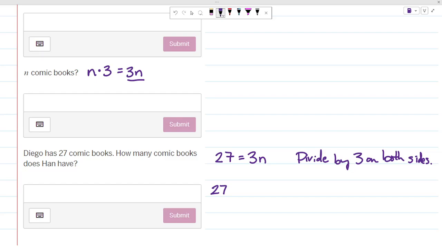So if we have 27 divided by 3, that would tell us what n is. So what is 27 divided by 3? That's 9. You might have known this right away. As soon as we wrote 27 equals 3n, you might have said, oh, I know it's 9. And that works too. We're just getting used to writing what these solutions look like.